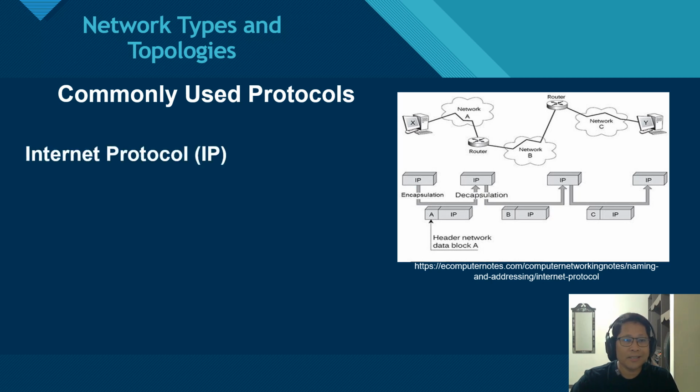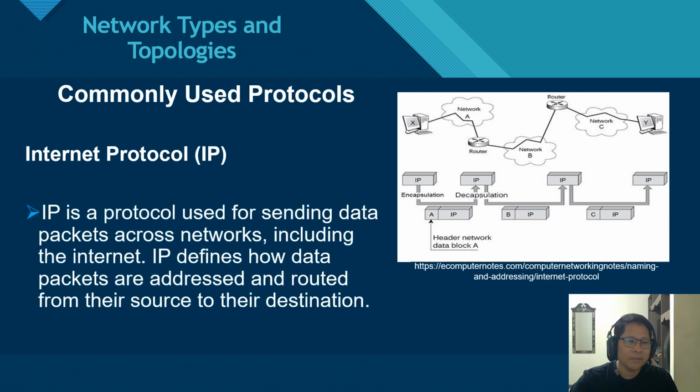The third one is the Internet Protocol, or the IP. IP is a protocol used for sending data packets across networks, including the Internet. IP defines how data packets are addressed and routed from their source to their destination. So it is also responsible for transmitting packets reliably or best effort, depending on the service required. IP is the primary protocol in the TCP/IP protocol suite.